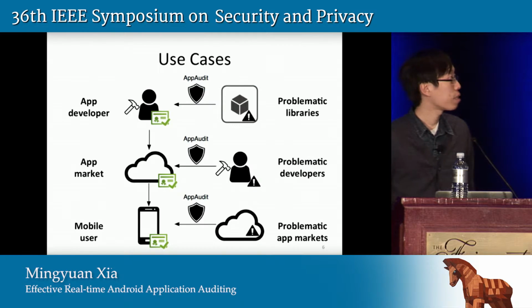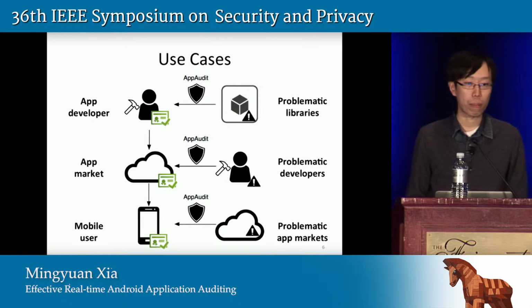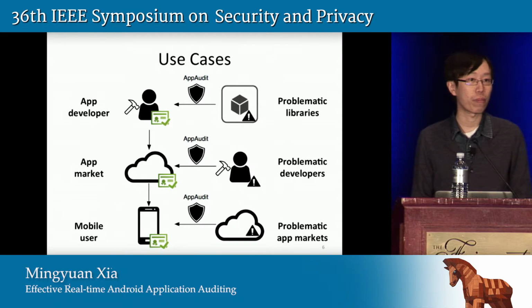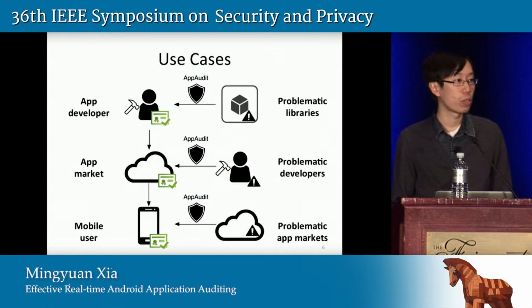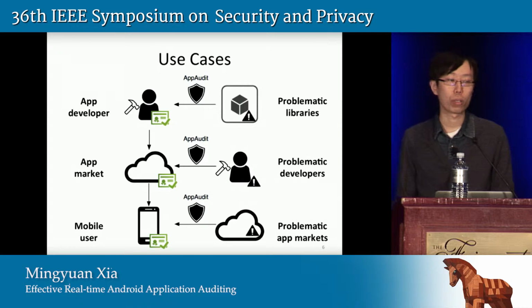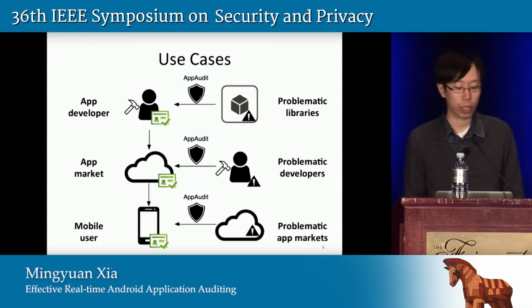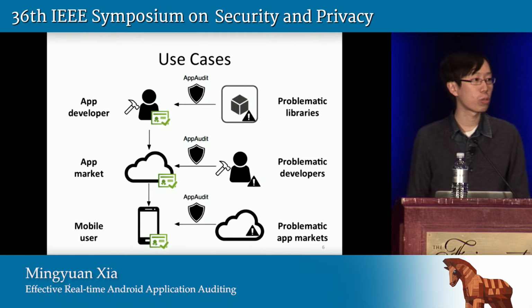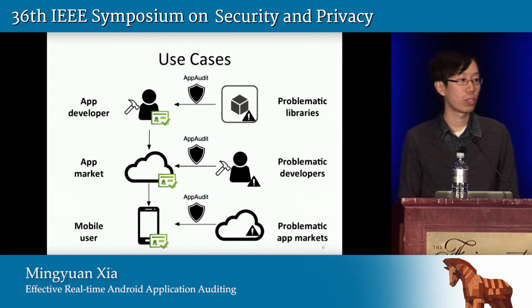There are definitely a lot of use cases for such app auditing tools. For example, app developers can check their app before releasing it, so they won't be using any data-leaking libraries. Also, app market operators will want to scan newly uploaded apps to make sure the data-leaking ones are not entering the market. For mobile users, you can install an app auditing tool on your smartphone, so when you install new apps, you can check them before using them.